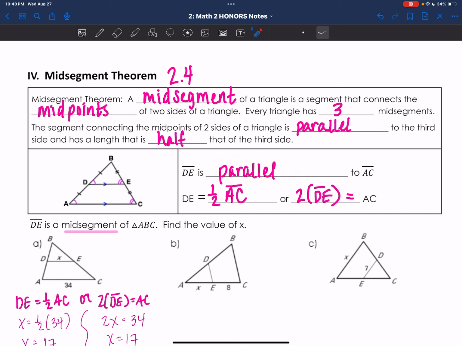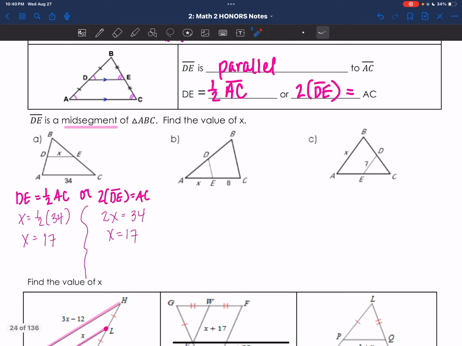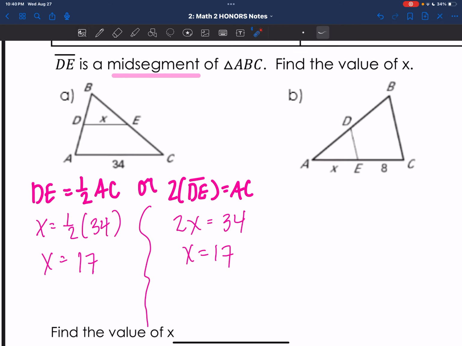So if you need to solve anything, I know that DE is half of AC, or you need two DEs to equal one AC. So make sure you get that down. And then let's go ahead and try this. I showed you both ways.